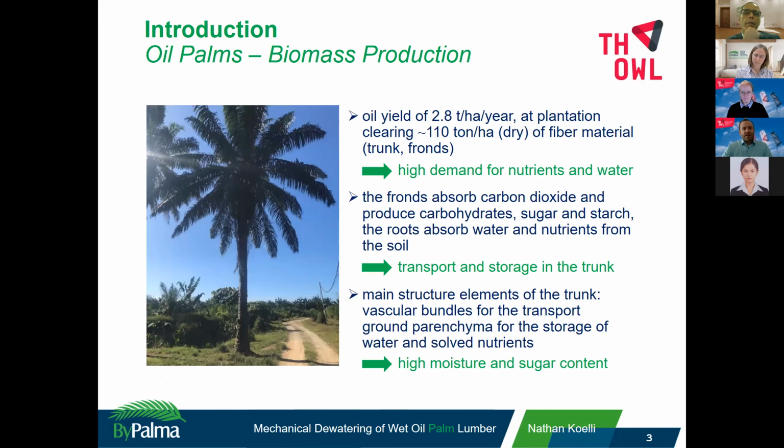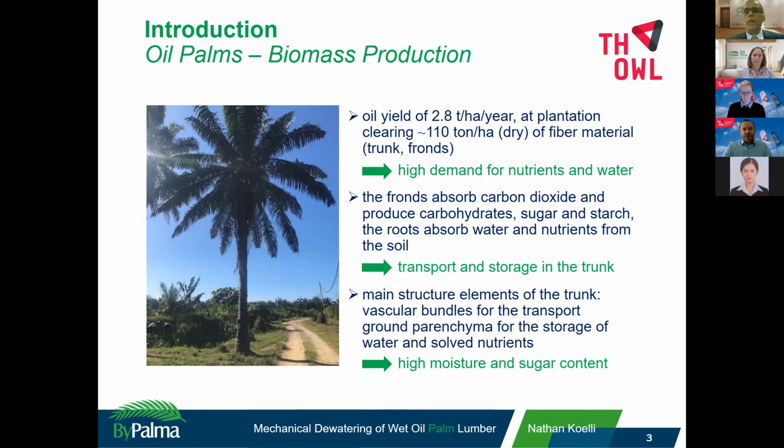If we look at oil palms, they are highly productive plants. They have an oil yield of 2.8 tons per hectare and year, and at the time of plantation clearing, there are some 110 tons per hectare of dry fiber material in the form of trunk and fronds. Because of this high biomass production, the oil palm has a high demand for nutrients and water. The fronds absorb carbon dioxide and produce carbohydrates like sugar and starch, and the roots absorb water and nutrients from the soil. Both are transported and stored in the trunk.